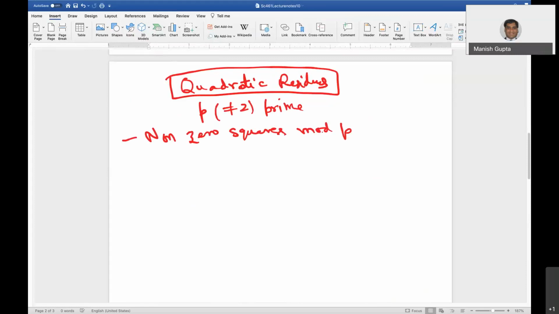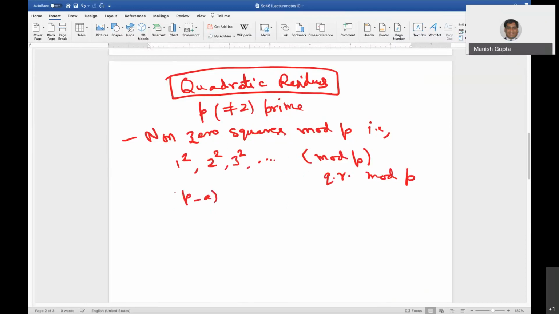That is, we look at the following numbers: 1 square, 2 square, 3 square, everything modulo P. So these things are known as quadratic residues mod P. I'm writing shorthand, quadratic residues mod P. Now, since (P minus A) whole square is the same thing as (minus A) whole square, the same thing as A square mod P.